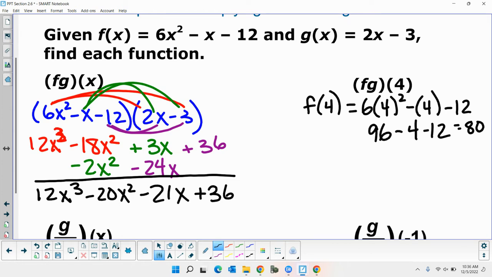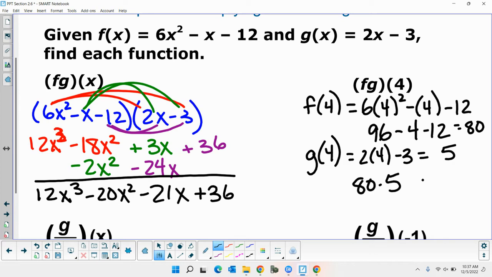And then do g of 4, which would be 2 times 4 minus 3. 8 minus 3 would be 5. And then do 80 times 5, which is 400. I would do the multiplication ones by plugging in the number first, then multiply, instead of doing this part. But if I put 4 in for all of those, I should get 400.